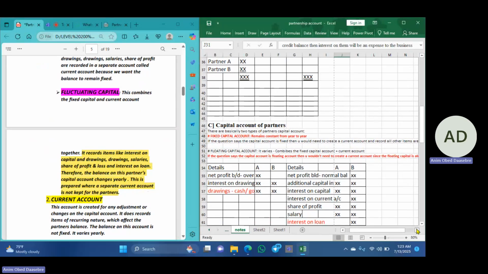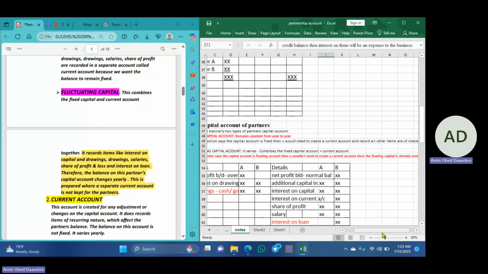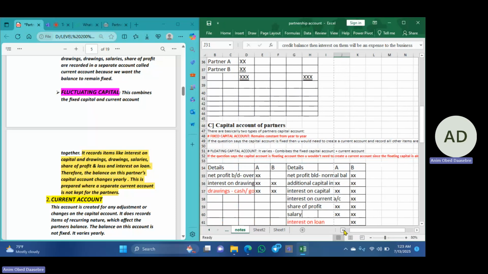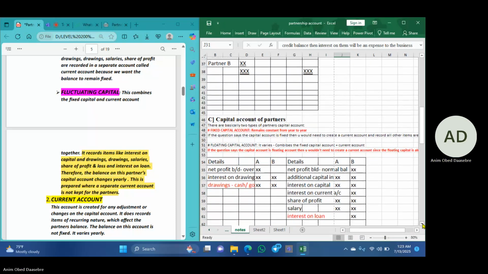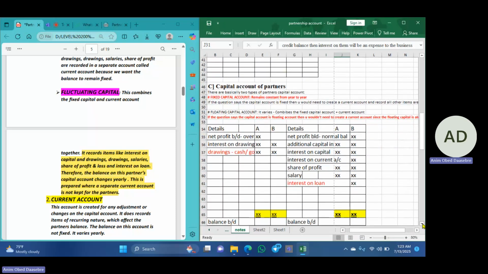So the items in the current account, it is only interest on loans and drawings. These are the two items which do not go towards the appropriation accounts. Drawings and interest on drawings, they do not go towards the appropriation accounts. Do you get it? They don't go toward the appropriation accounts.